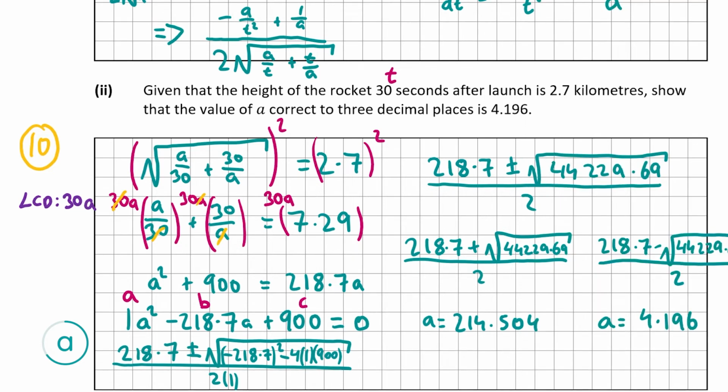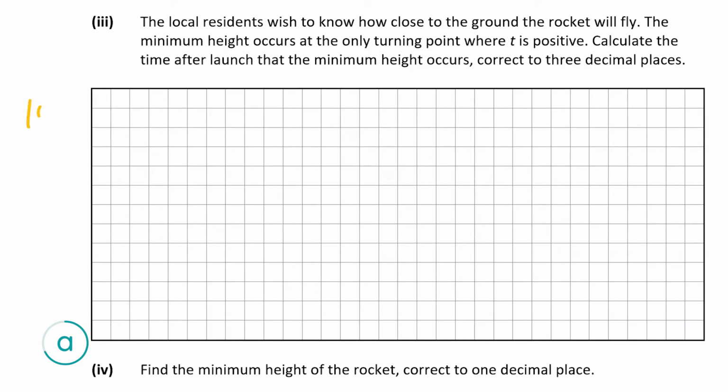Now remember at the start it said that a had to be between 0 and 60, therefore a is not equal to 214.504, as obviously that's bigger than 60, which means a must be equal to 4.196, and it's only equal to 4.196. Now let's have a look at part 3, which is also worth 10 marks.